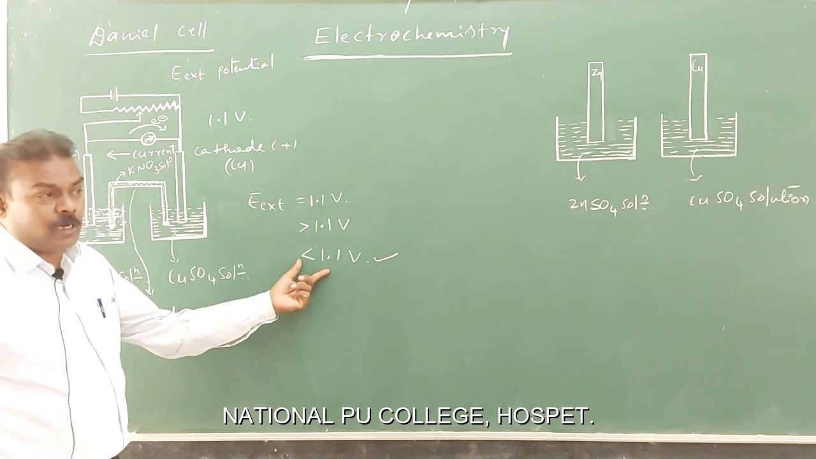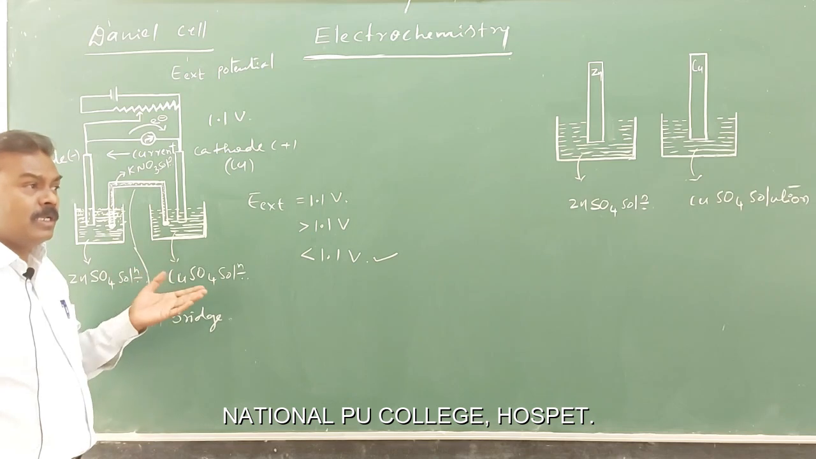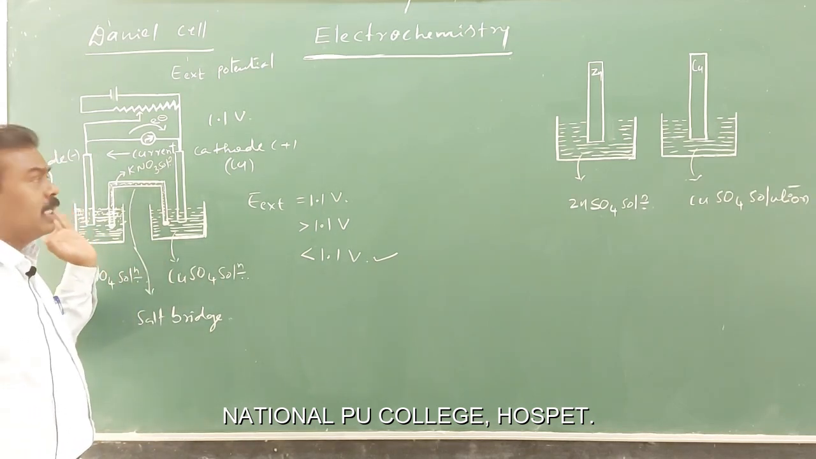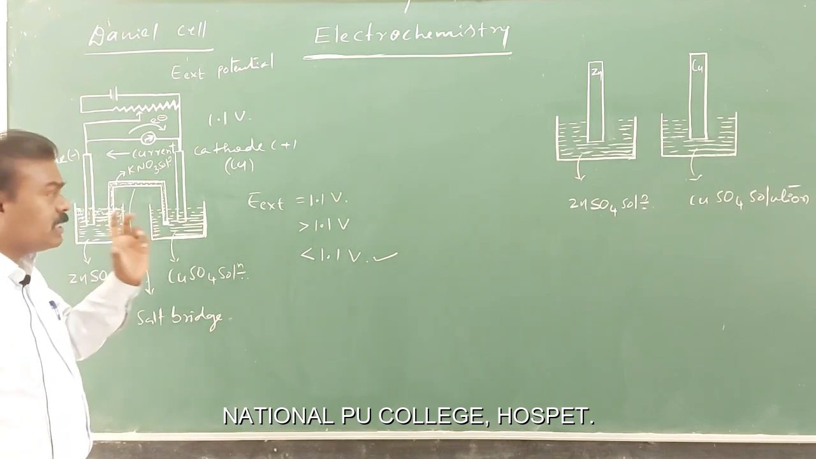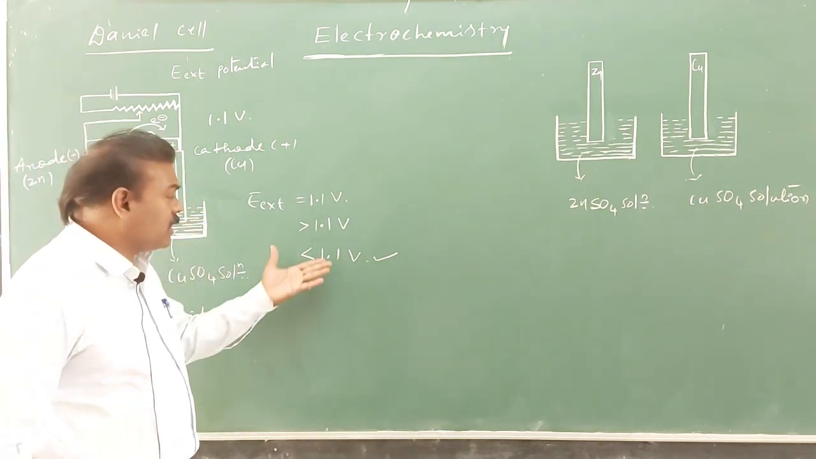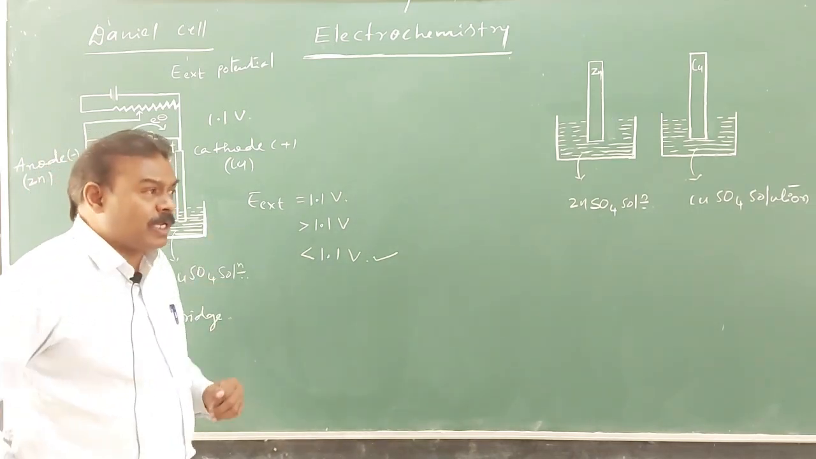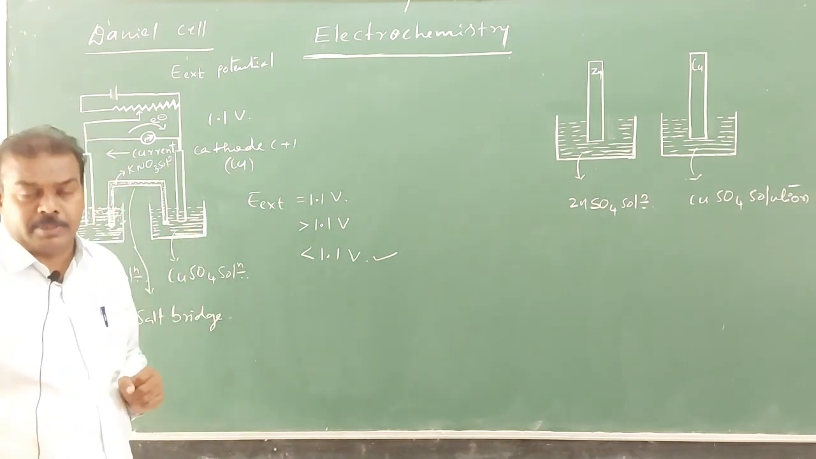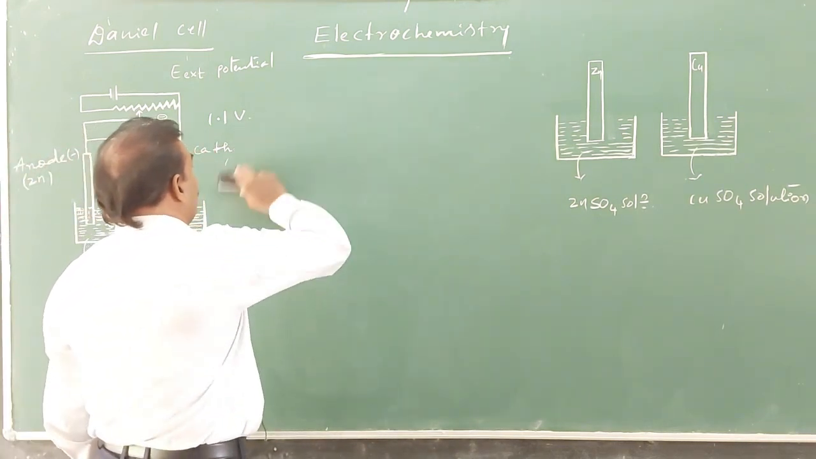Now if the applied electric potential is less than 1.1 volt, this Daniell cell behaves as an electrochemical cell only, because electrons are moving from anode to cathode and current will flow from cathode to anode. So these are the 3 points we should know in the case of the Daniell cell. These points are important in NEET or CET or it may be JEE. Okay, now we will see other points in this concept.